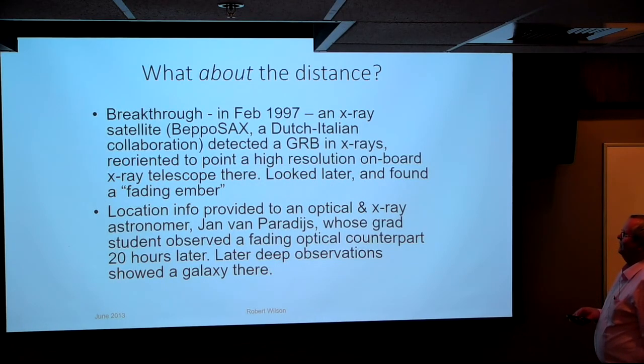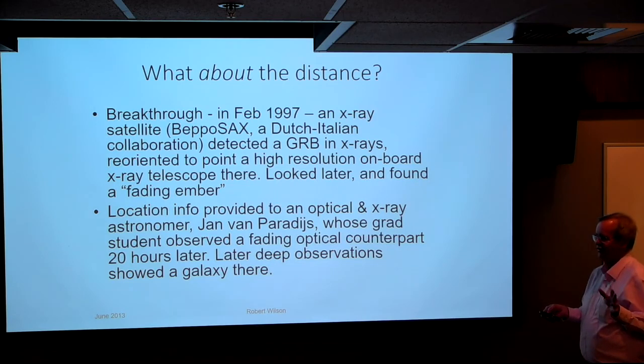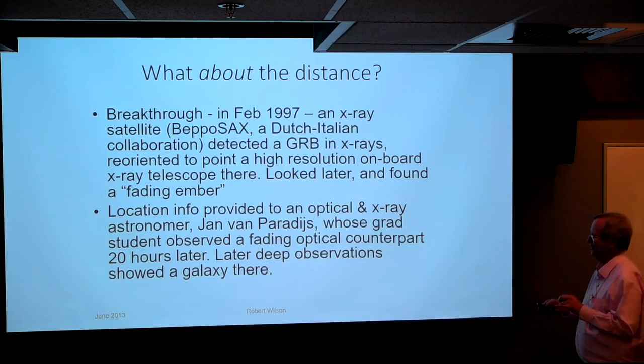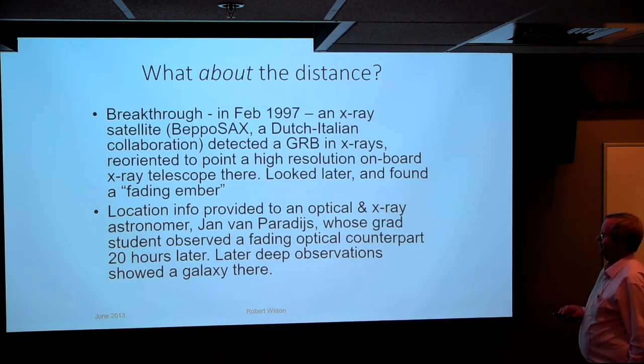So the breakthrough happened in 1997. There was an X-ray satellite, BeppoSAX, a Dutch-Italian collaboration. First of all, that's kind of striking. That's like a US-French collaboration. They're different cultures, so I think it's remarkable that they even had such a satellite. So there was a Dutch astronomer, Jan van Paradijs, who got that information from the Dutch, and he had some telescope time in the Canary Islands, the La Palma telescope, and just at that point, it managed to get some observations in the optical.